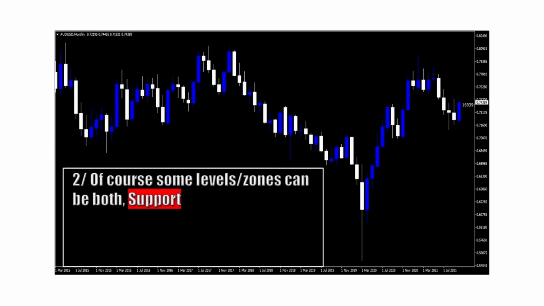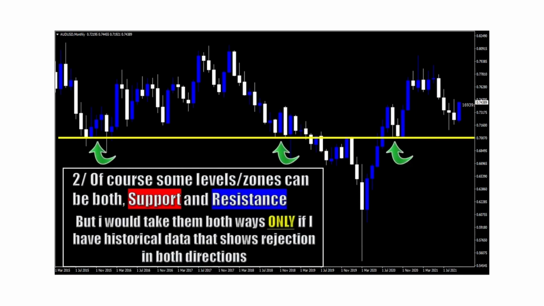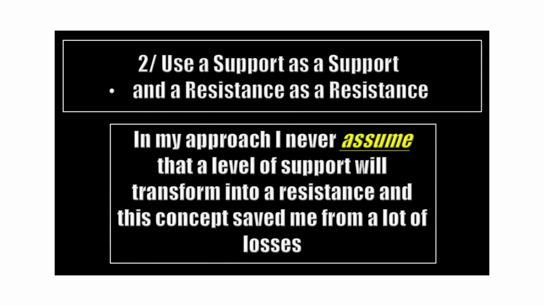Of course, some levels or zones can be both support and resistance, but I would take them both ways only if I have historical data that shows rejections in both directions. In my approach, I never assume that a level of support will transform into a resistance, and this concept saved me from a lot of losses.